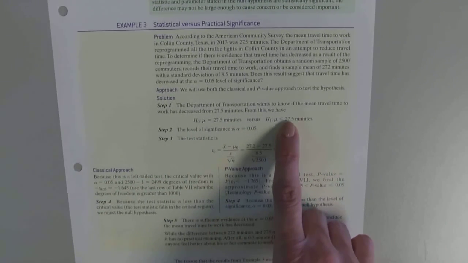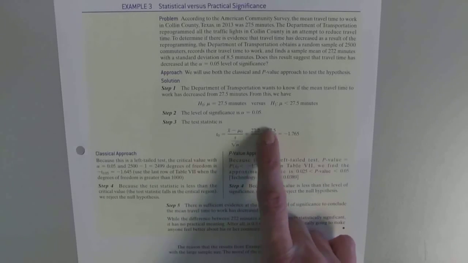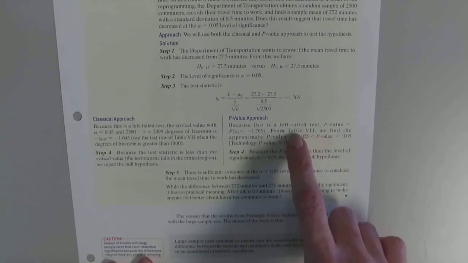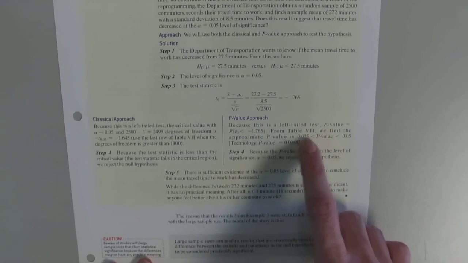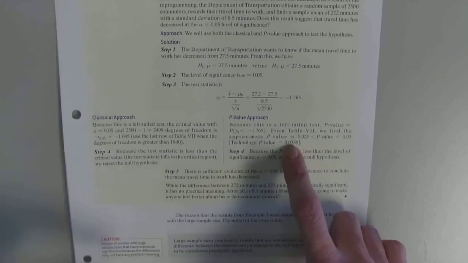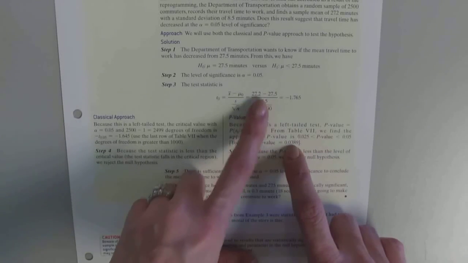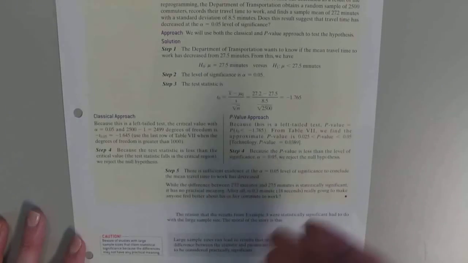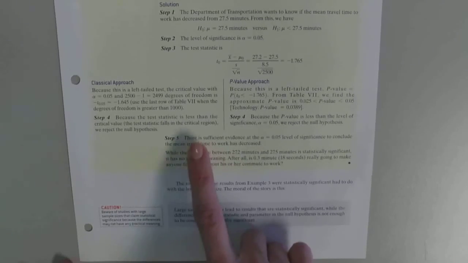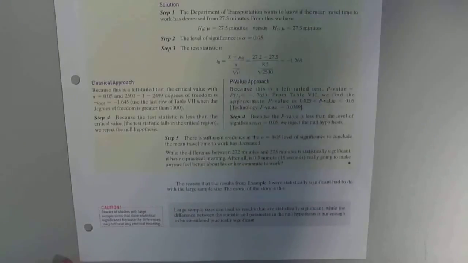So they want to prove that it reduced, okay? So they have a left-tail test. They do the formula using their sample mean and the supposed mean and all that jazz. They get a test statistic of negative 1.765, and they get a p-value that's between 0.025 and 0.05. So they actually get a p-value of about 4%. What does that mean? It means if the average was still 27.5, they'd have about a 4% chance of getting an average of 27.2. So it's less than alpha. They're able to reject the null. So they have enough evidence to support the claim that the mean travel time was reduced.